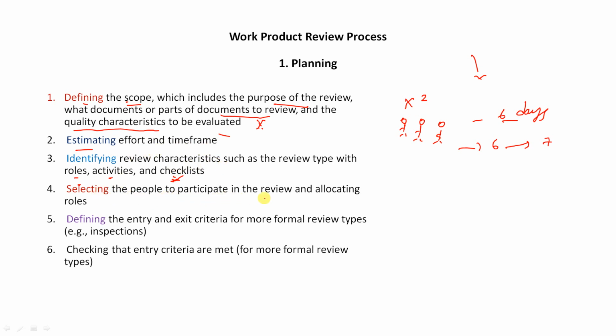Selecting the people to participate in the review and allocating the roles also matters a lot. So who has to participate, and allocate the roles. Defining the entry and exit criteria for the formal review types, that is inspection. Here we define the scope and purpose document, and the entry and exit criteria. So this is very important.